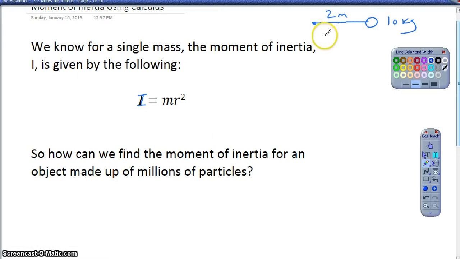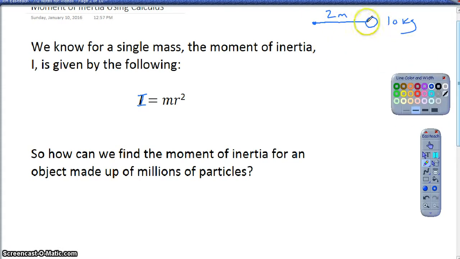Then if I asked you to find the moment of inertia for this system as that ball rotates around the center there, the moment of inertia would be 10 times that 2 meters squared. Right, so that would be my moment of inertia for this particular object.